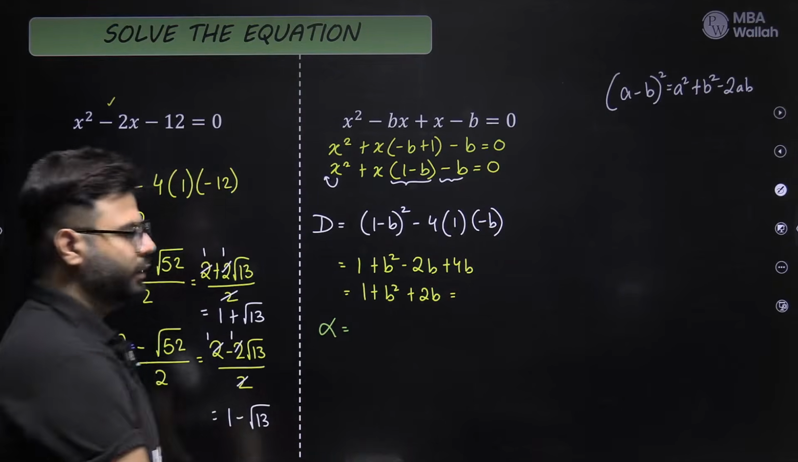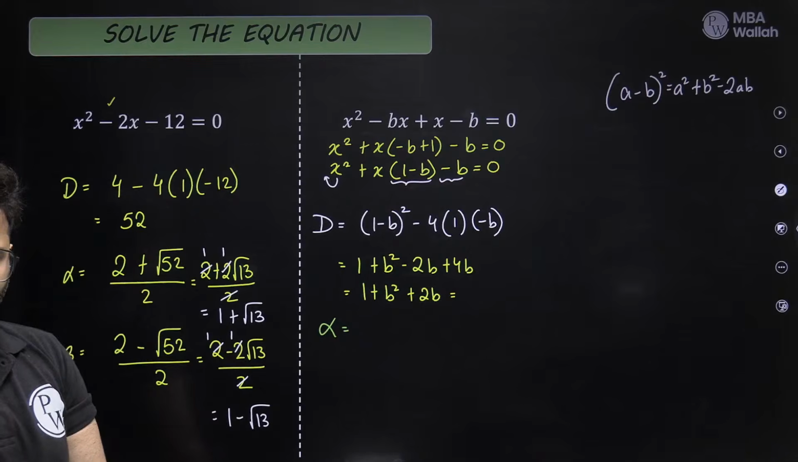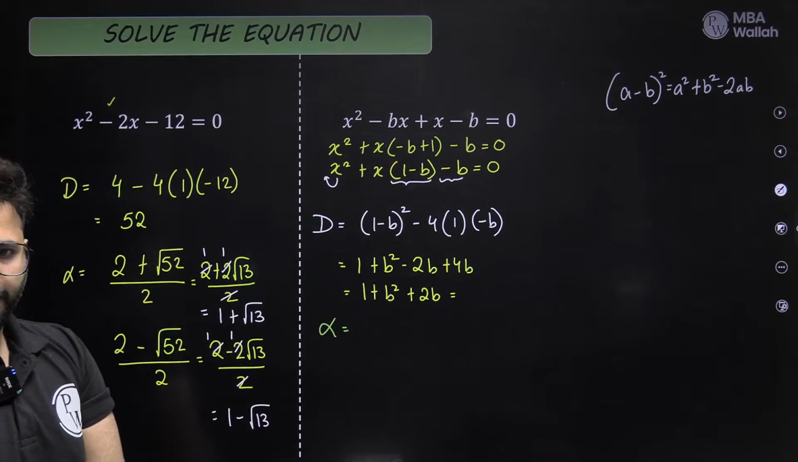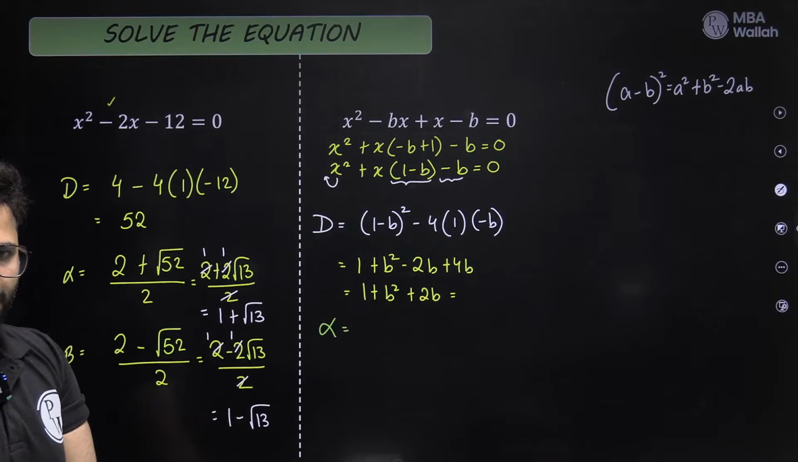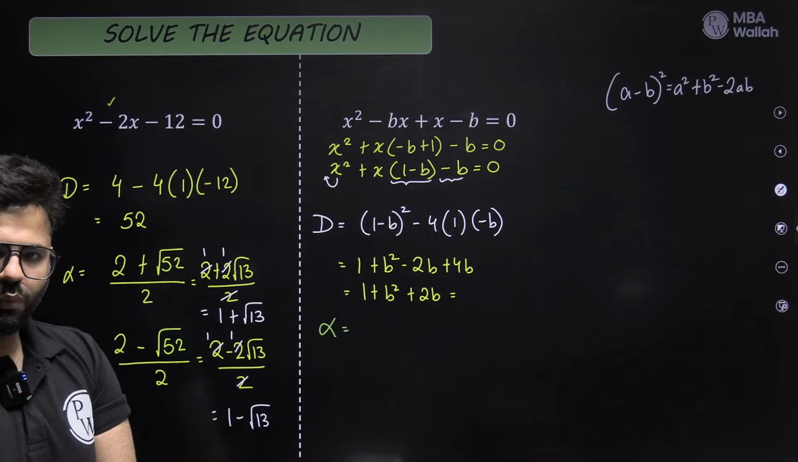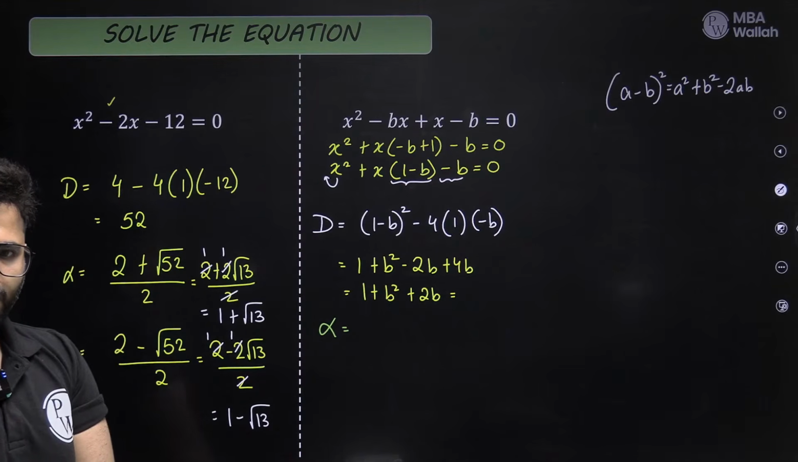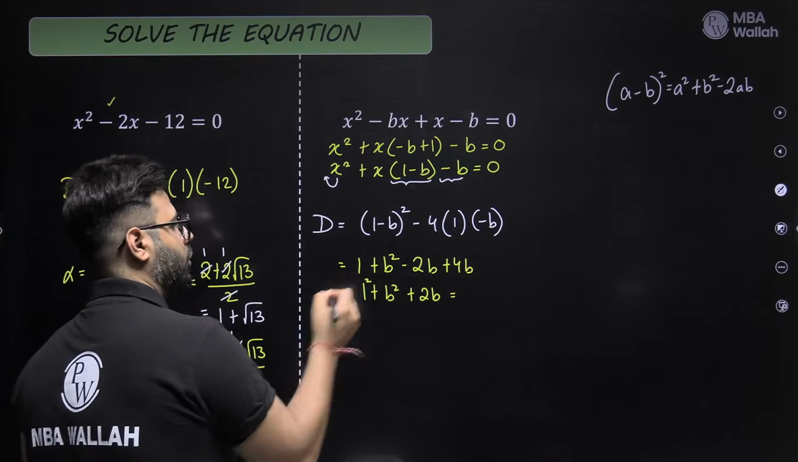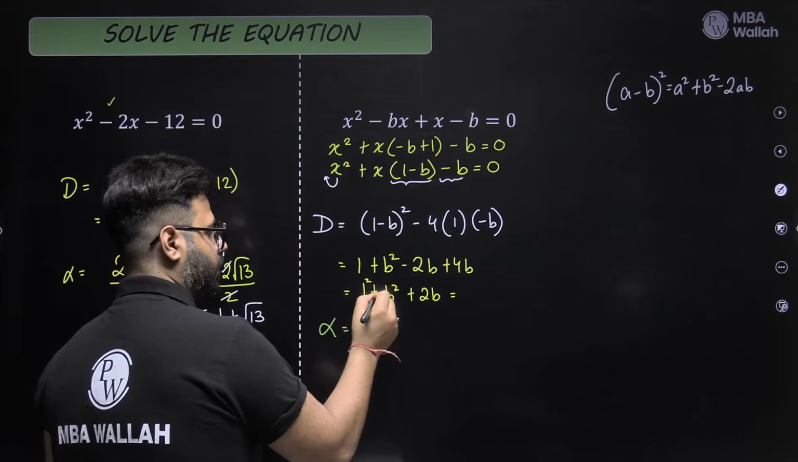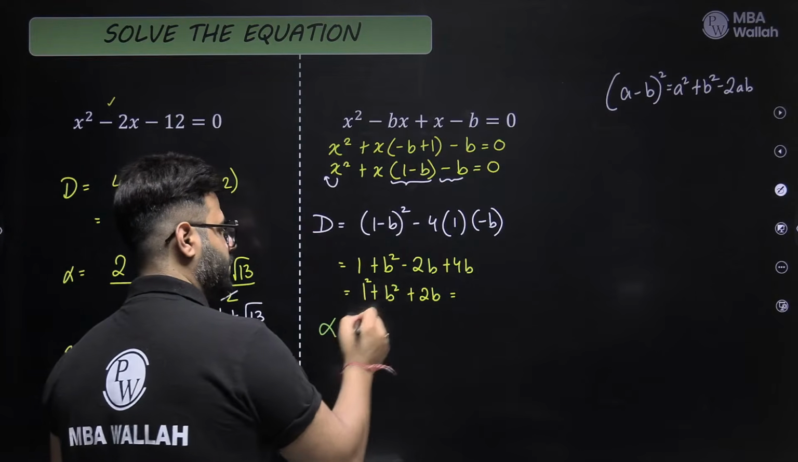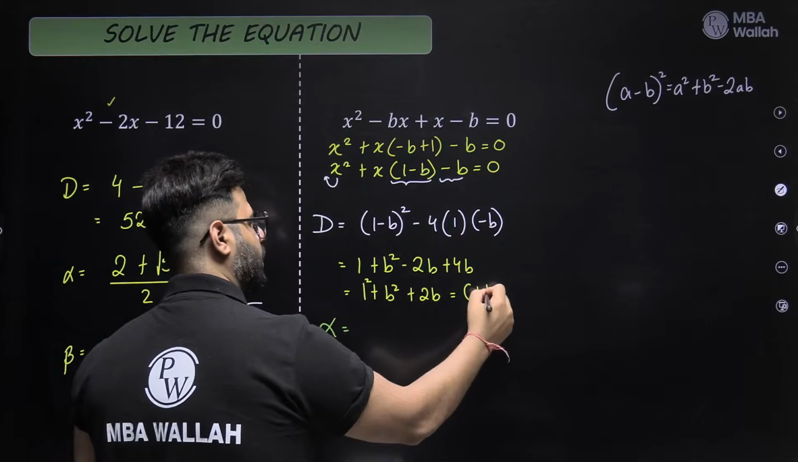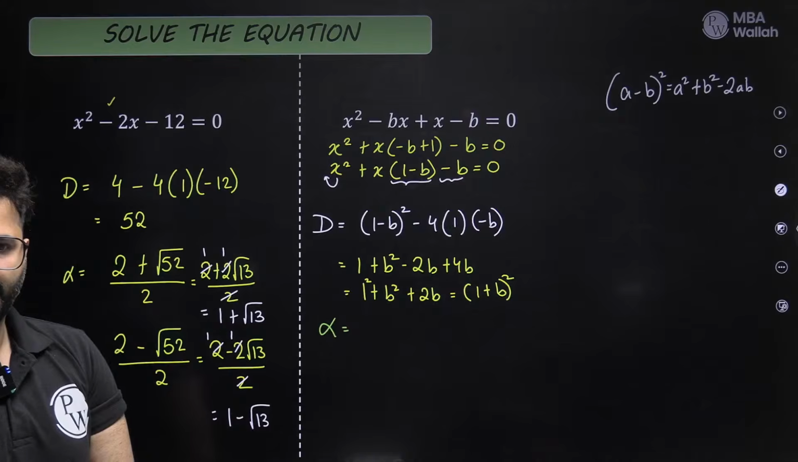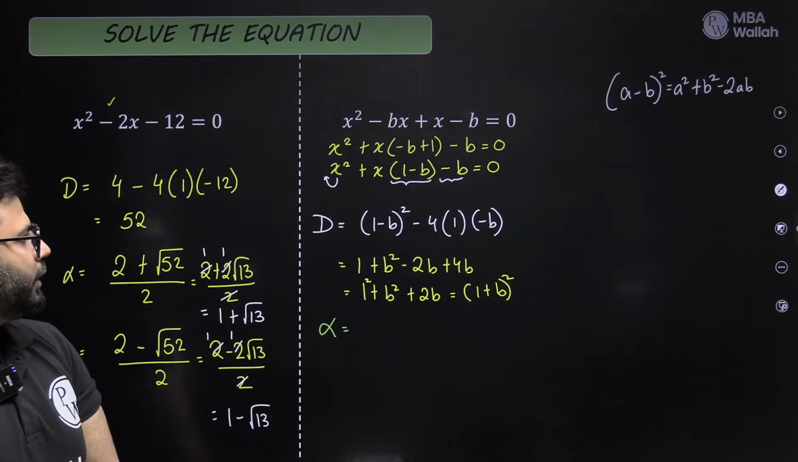So what is the value of D? What is 1 plus B square plus 2B, or B square plus 2B plus 1? Check. Do you realize what it is? Do you recognize 1 plus B square plus 2B? If I write this as 1 square, no problem, so A square plus B square plus 2 into A into B, isn't it? Can I say that this is 1 plus B whole square? Correct? So the D turns out to be 1 plus B whole square.